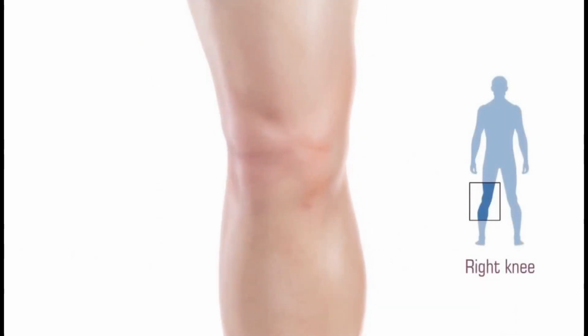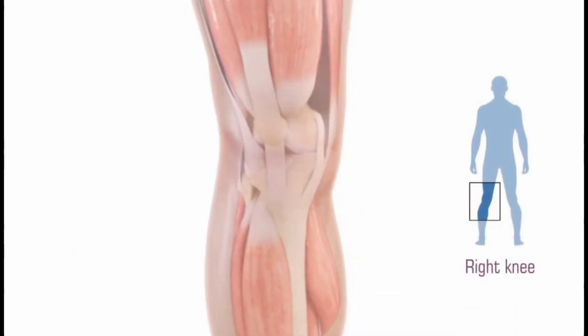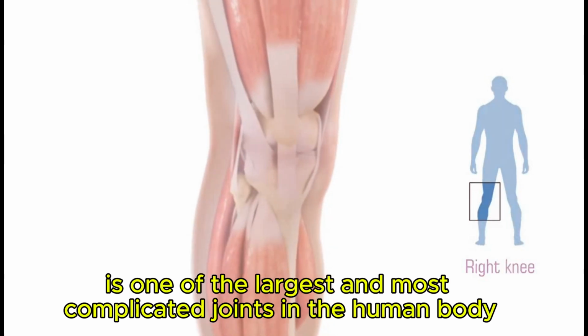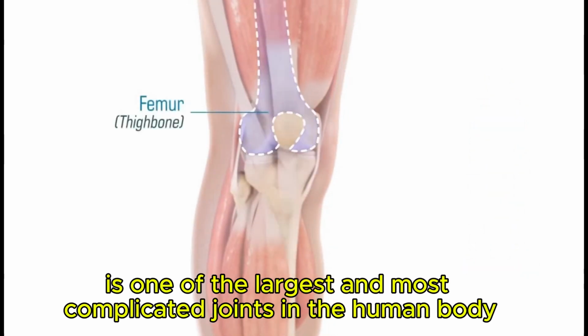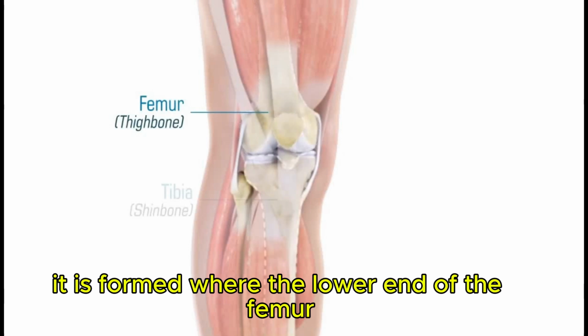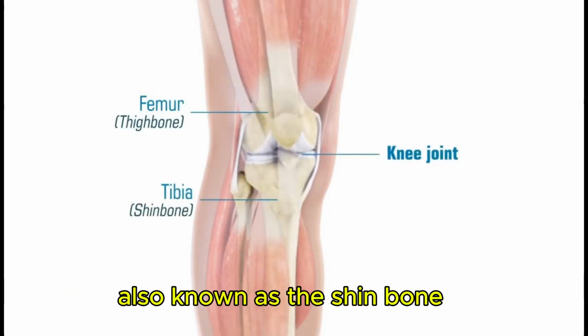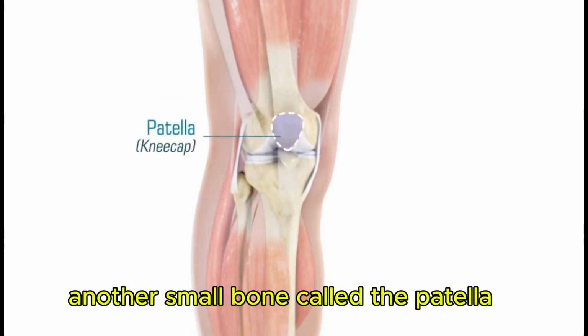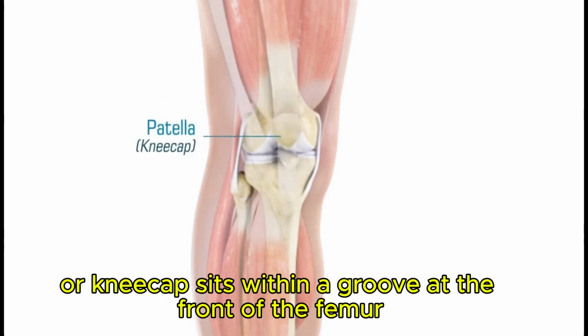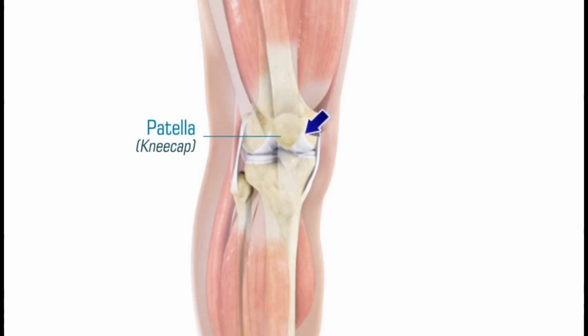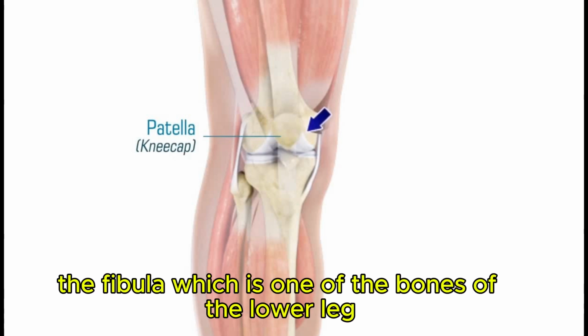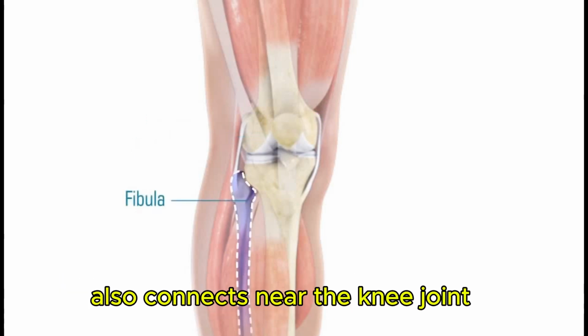Anatomy of the knee. The knee is one of the largest and most complicated joints in the human body. It is formed where the lower end of the femur, or thigh bone, meets the upper end of the tibia, also known as the shin bone. Another small bone, called the patella, or kneecap, sits within a groove at the front of the femur. The fibula, which is one of the bones of the lower leg, also connects near the knee joint.